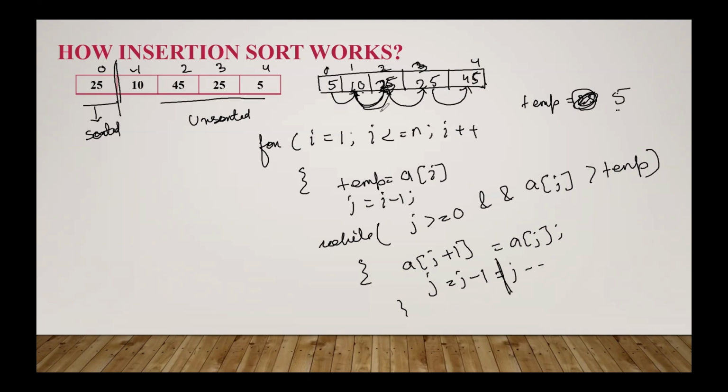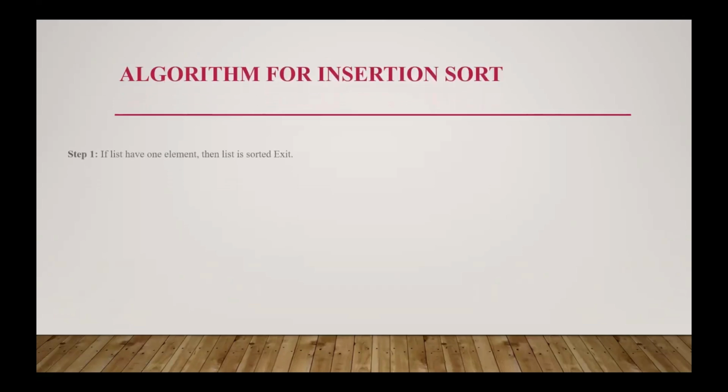Then once it is done, what happened? We have to insert the value. So what we are making? a[j+1] equal to temp, we store the value. So this is simple. So let us understand the algorithm.